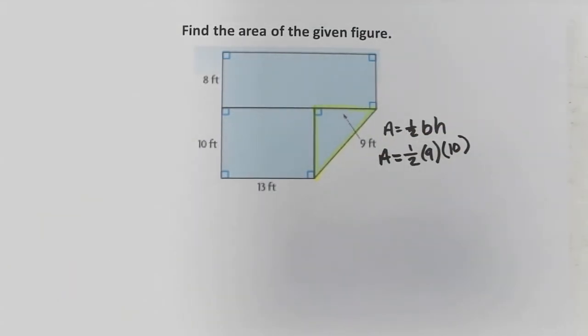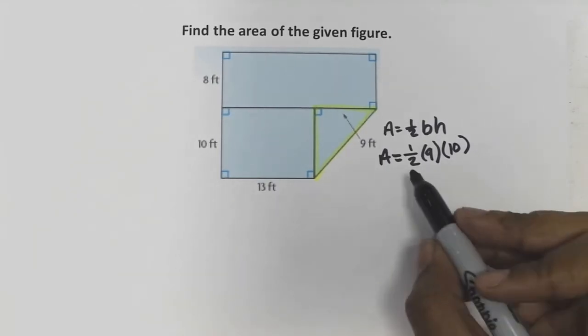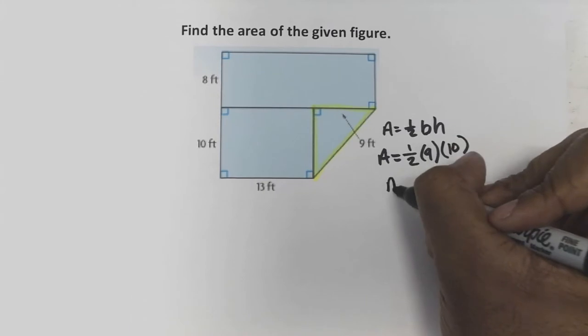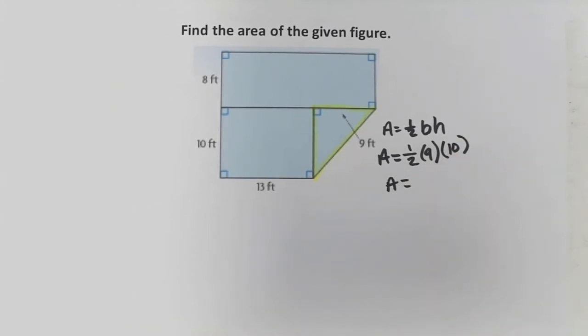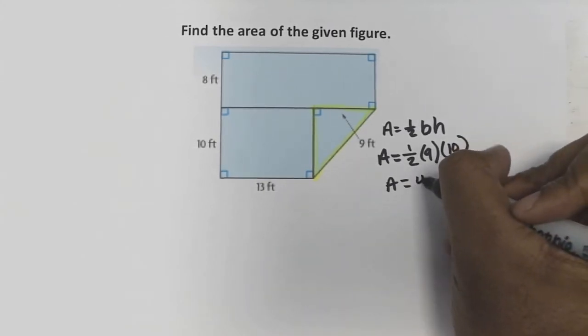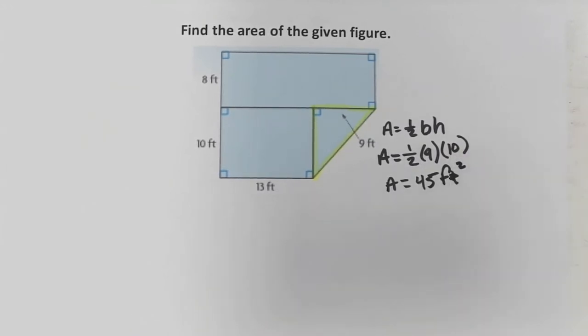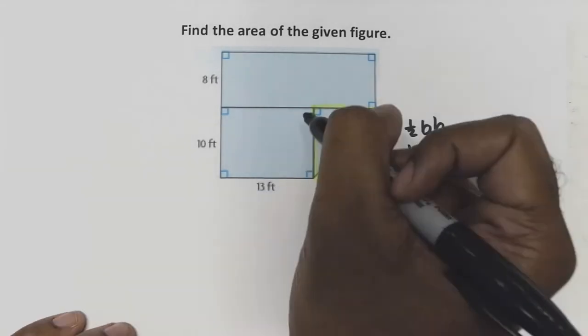Now I'm ready to solve. 1/2 times 9 times 10 is going to give me an area of 45 feet squared. Good job. So now let's move on to one of the rectangles. I want to go with this one next.